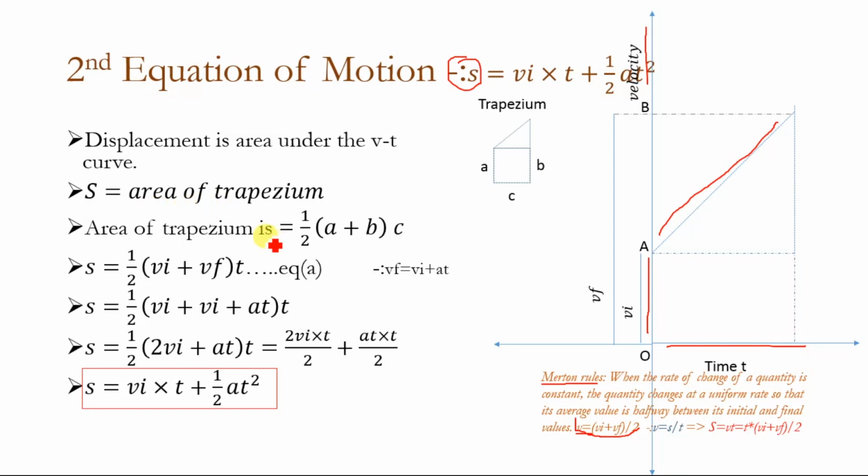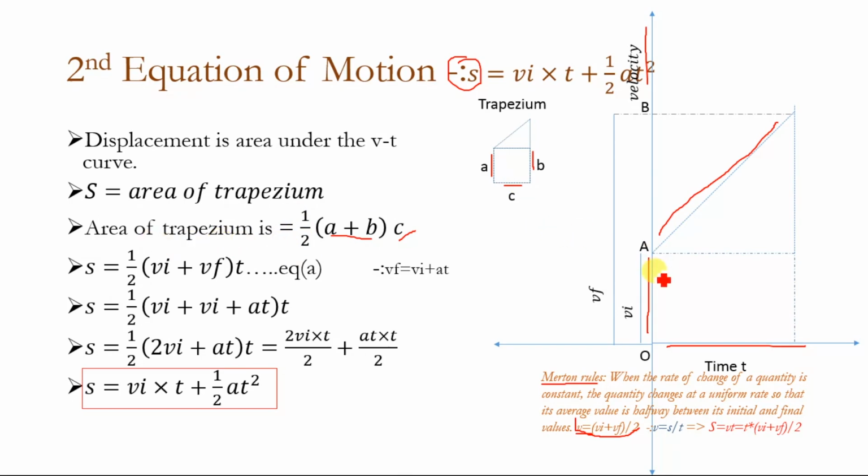Area of the trapezium is given as 1 over 2 into A plus B. This is the A side, this is the B side and this is the C side, which is the base actually here, divided into 1 over 2.